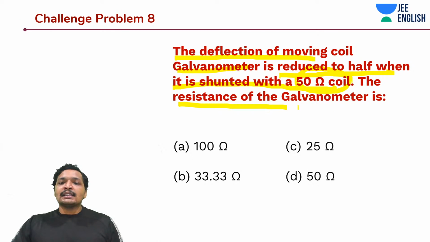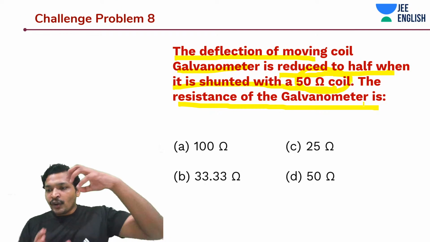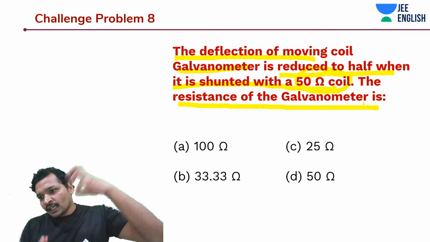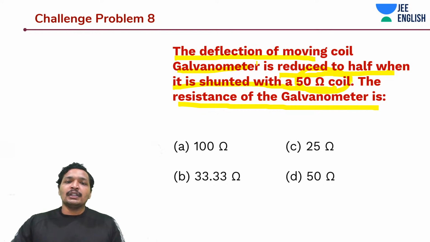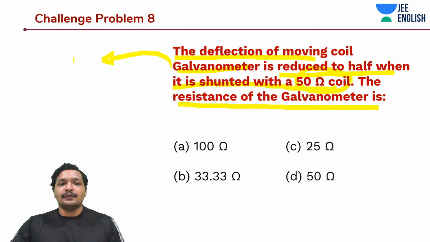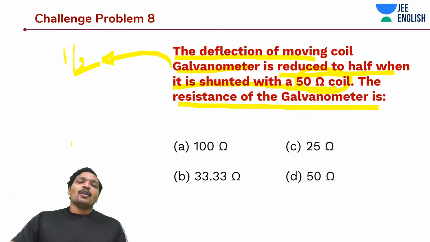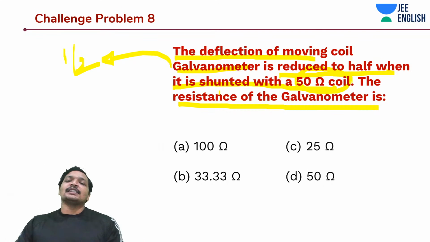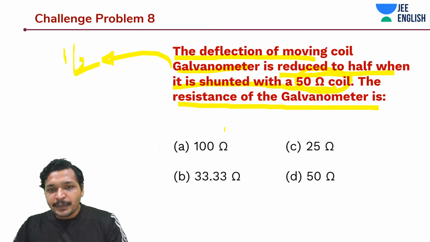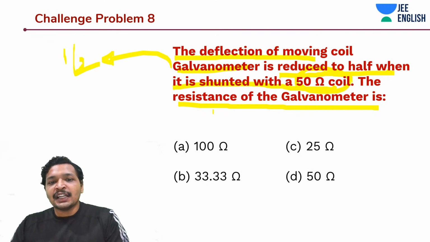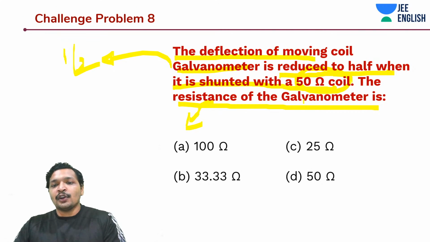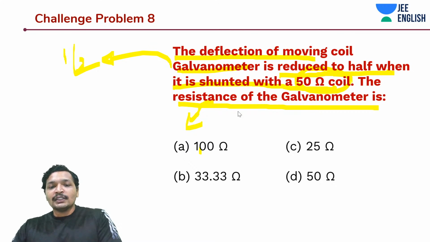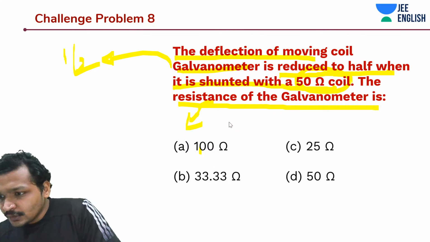Then the resistance of the galvanometer. So you are attaching another coil in parallel. Shunting means you are attaching another coil in parallel. Now the deflection has become half. What should be, come on students, you should right away answer this. What should be that shunting resistance, or what should be the resistance of the galvanometer?